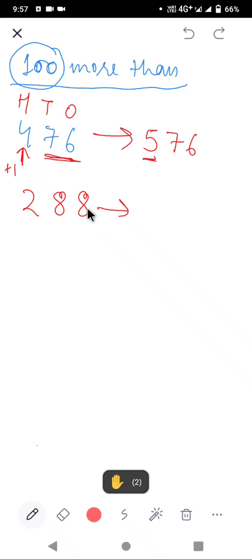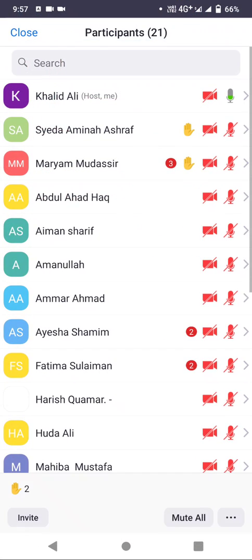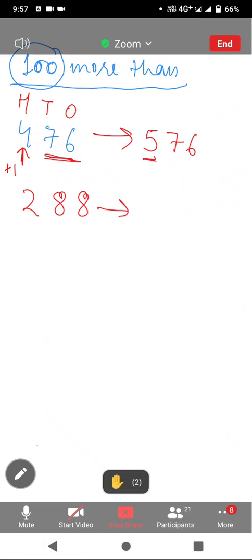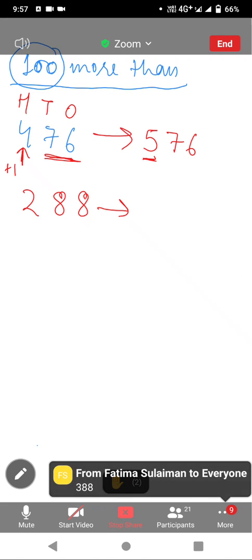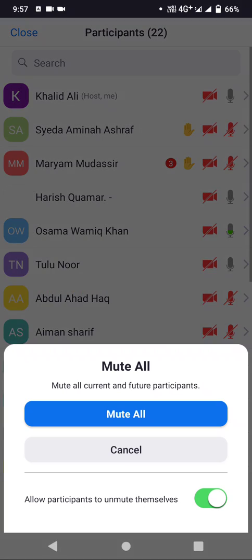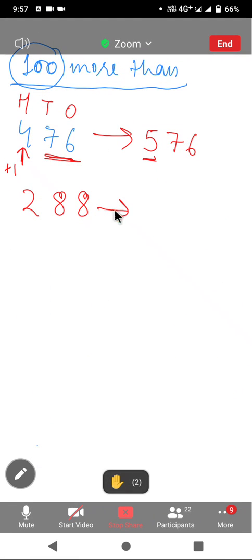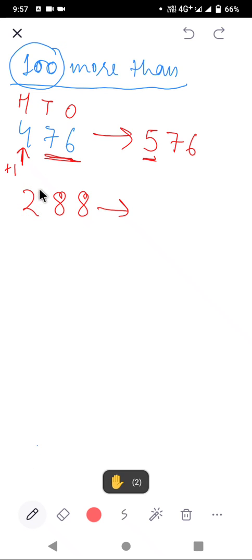Now tell me 100 more than 288. Yes, mashallah. 388. We will add 1 only in the hundreds place digit. This is the hundreds place digit, so add 1 in this. 2 plus 1 will be 3. And these two we will write as they are. So 100 more than 288 will be 388.